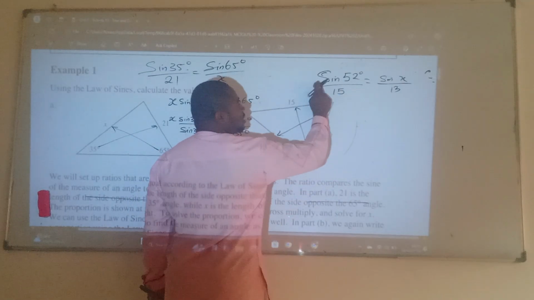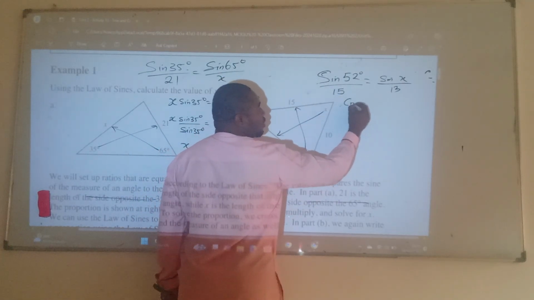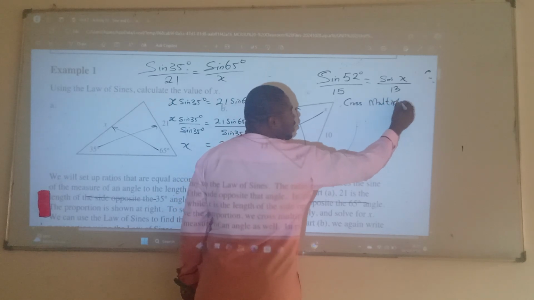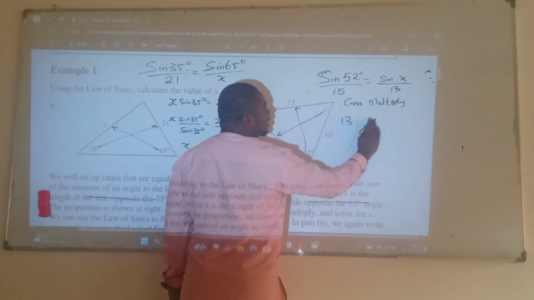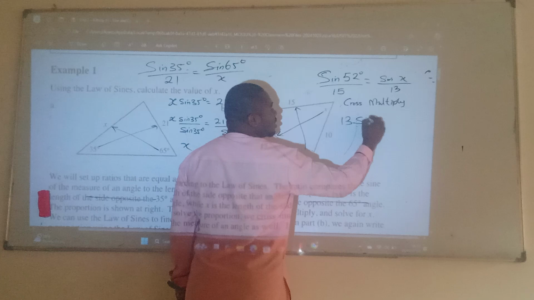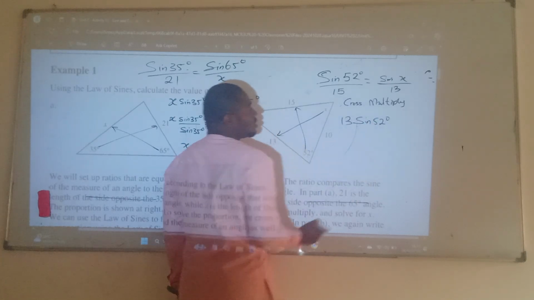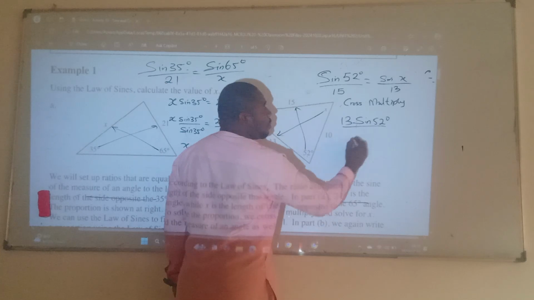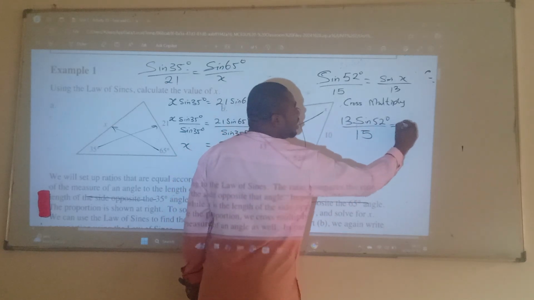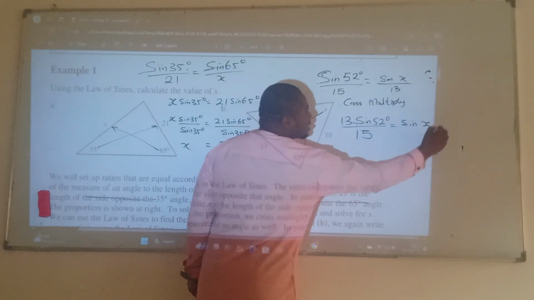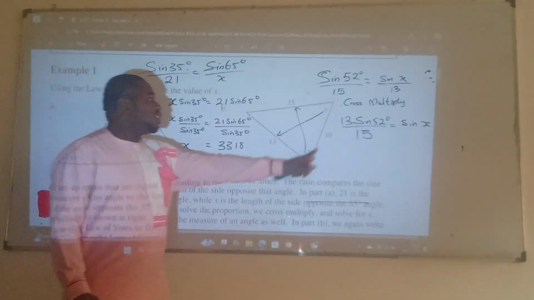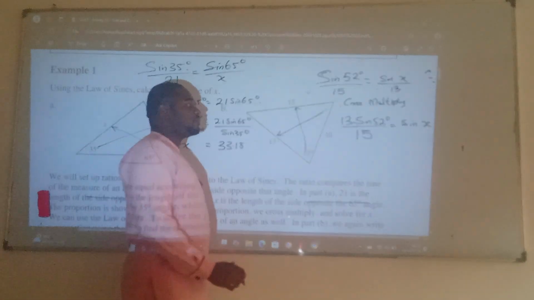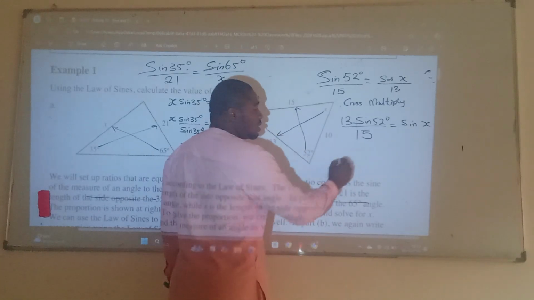If I cross multiply, I have 13 sine 52 degrees upon 15 should give me sine x. So can you punch this on the calculator for me? 13 sine 52 divided by 15 should be what?